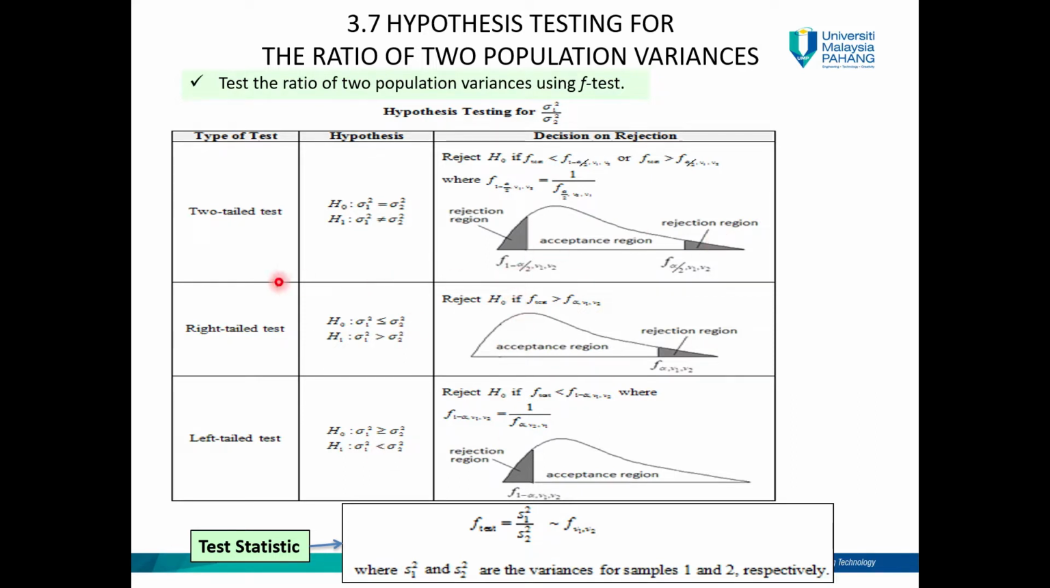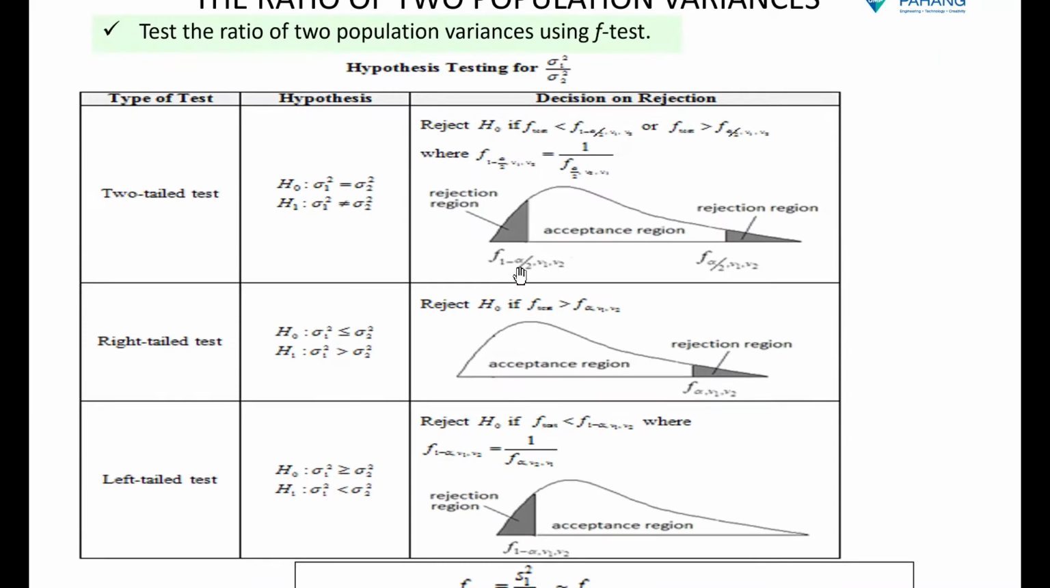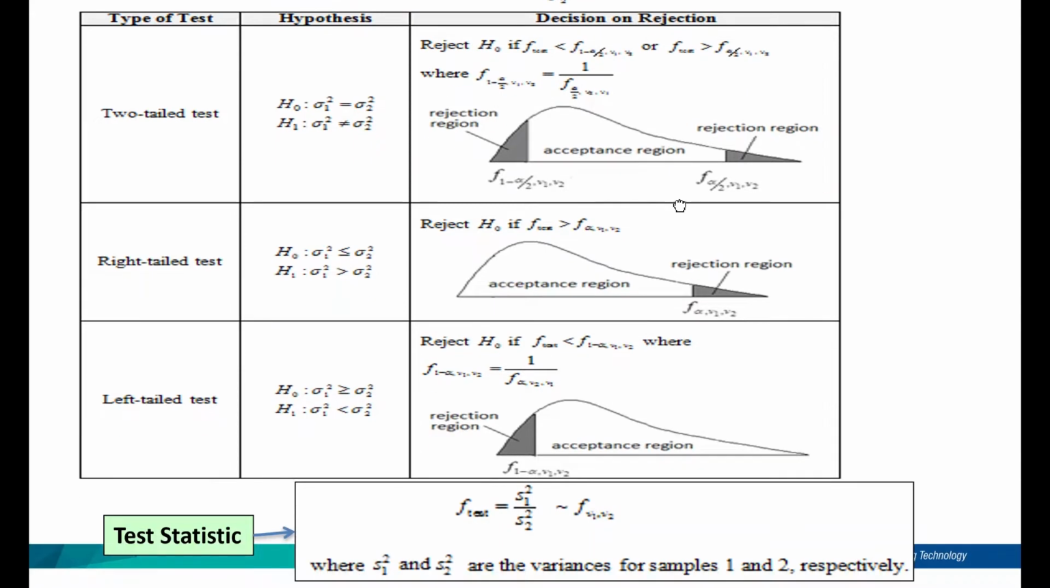If you have a two tail test, hypothesis testing for the ratio of two sigma square, you need to find two critical values, one on the left hand side and one for the right hand side. For the left hand side, it is F 1 minus alpha divided by 2, nu1, nu2. For the right hand side, it is F alpha divided by 2, nu1, nu2. That is for the two tail test. For the right tail test, there's only one critical value on the right hand side. It is F alpha, nu1, nu2.